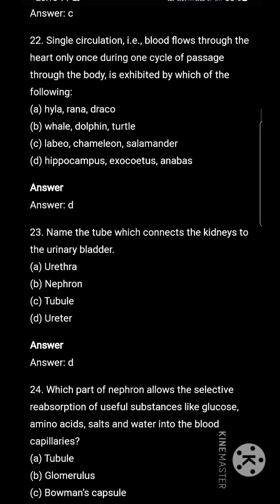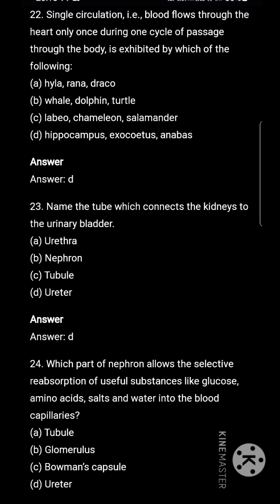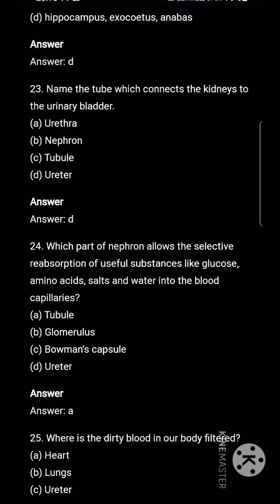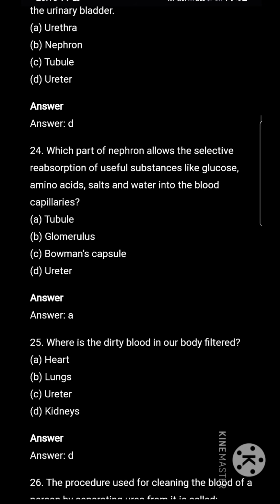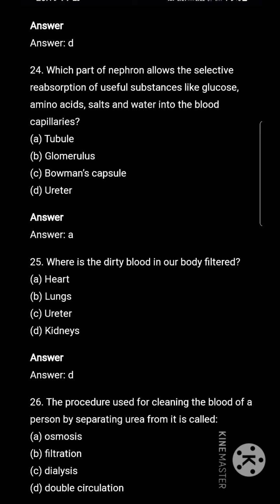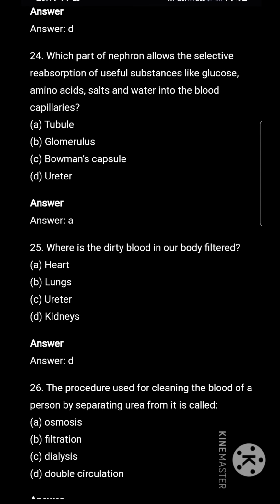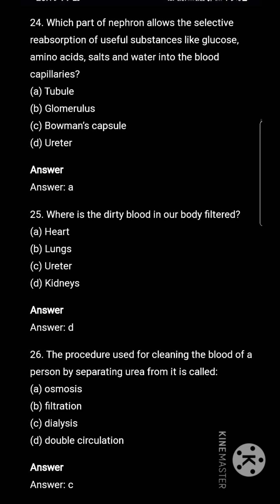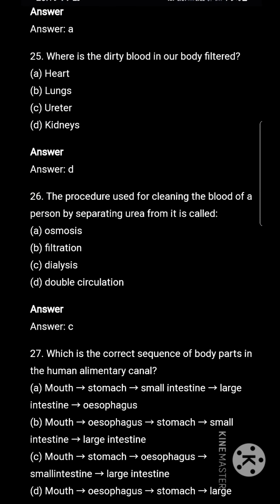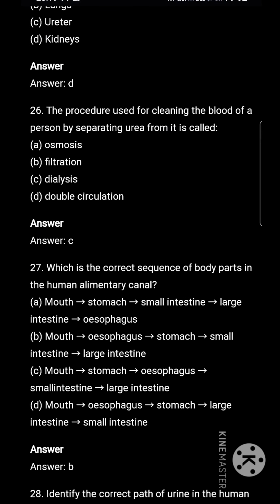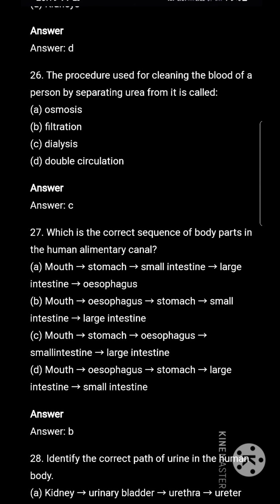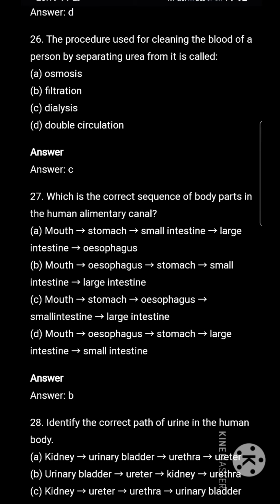Single circulation, in which blood flows through the heart only once during one cycle of passage through the body, is exhibited by which of the following? It is hippocampus, exocetus and avas. Name the tube which connects the kidney to the urinary bladder. It is the ureter. Which part of the nephron allows the selective reabsorption of useful substances like glucose, amino acids, salts and water into the blood capillaries? It is the tubule. Where is the dirty blood in our body filtered? It is in the kidneys. The procedure used for cleaning the blood of a person by separating urea from it is called dialysis.